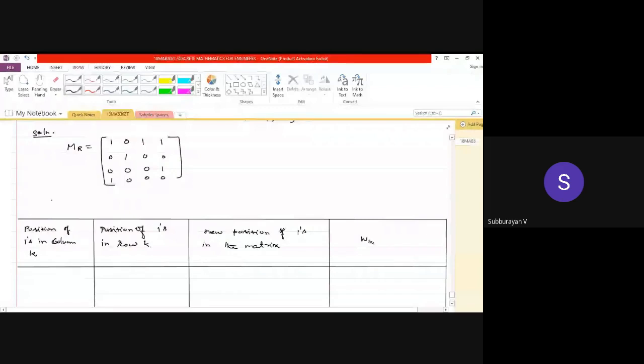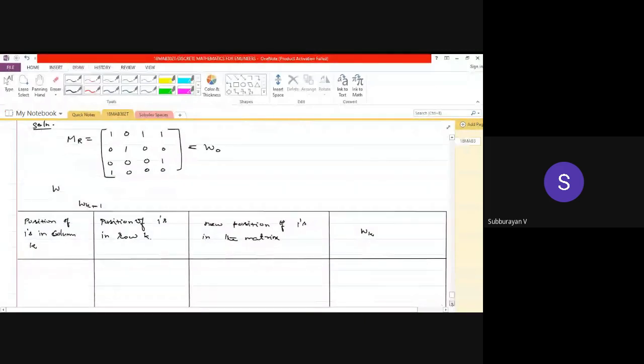Actually, these two columns are for WK minus 1. Actually, this is our initial matrix W0, where W is 0. Initial matrix. Now come to the first column.